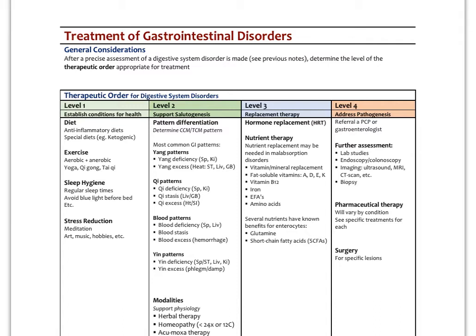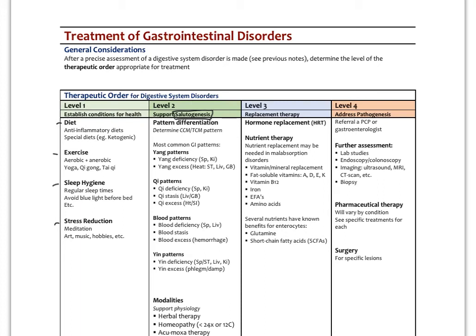So our 4 levels of treatment: level 1, establishing conditions for health, and that would be diet, exercise, lifestyle changes like sleep hygiene, stress reduction, and so forth. Level 2 would be supporting salutogenesis. Remember, salutogenesis are the actual physiologic processes that maintain homeostasis. So supporting wellness, basically. And we do that, for example, in Chinese medicine through the pattern differentiation.